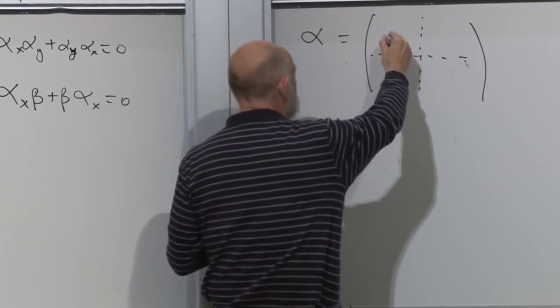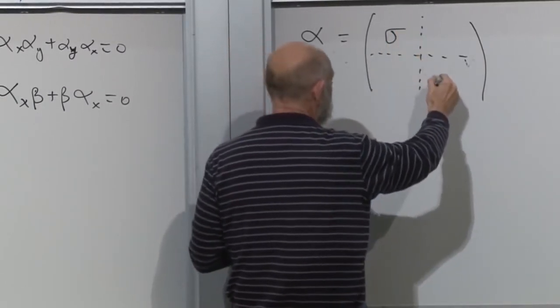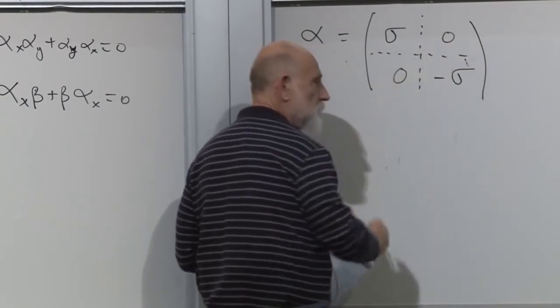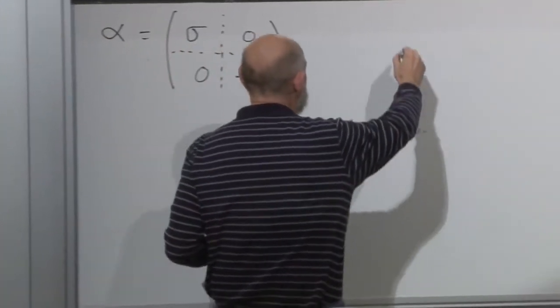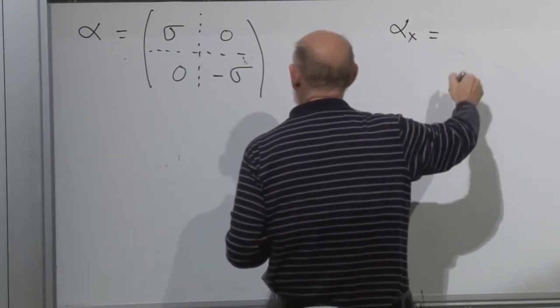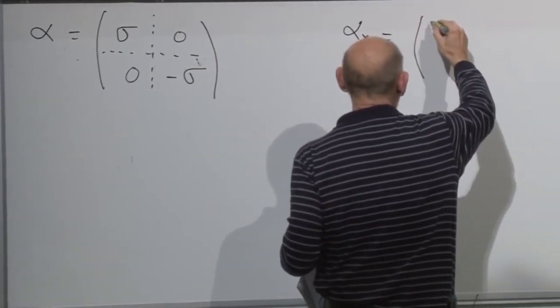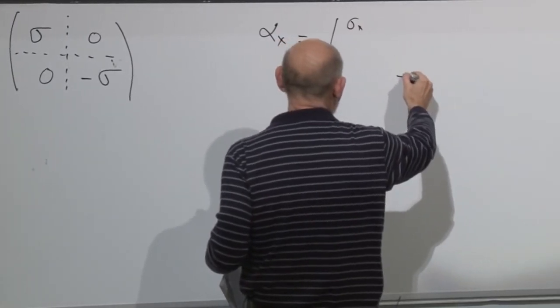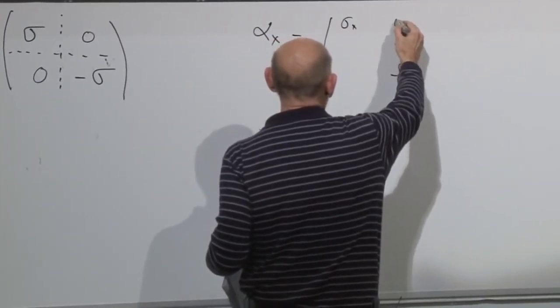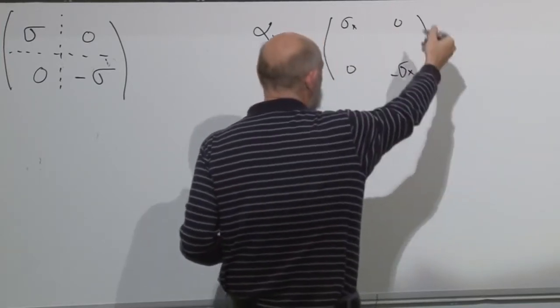In here, you put sigma, and I'll tell you what that means in a minute. Here you put minus sigma, and here you put 0, and here you put 0. So for example, if I was interested in alpha x, that would be the matrix sigma x up here, minus sigma x down here, 0, 0. And what would that look like?